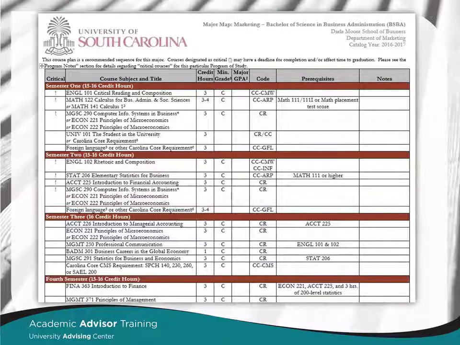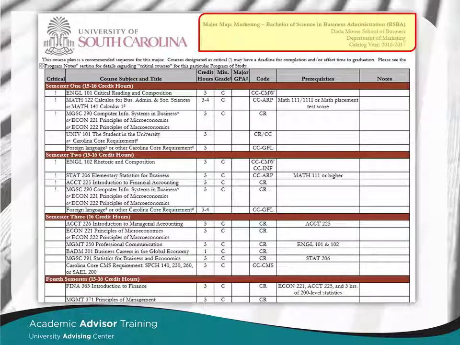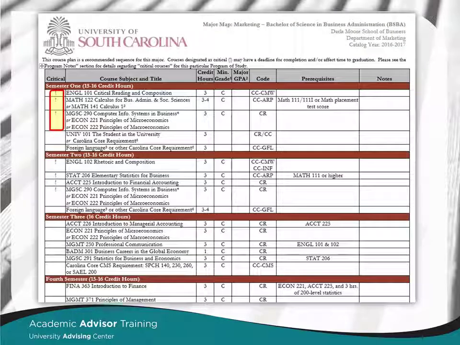The first example is from the School of Business for the marketing major. You will see the exclamation point in the critical column. There is a more detailed explanation on the back of the major map in the program notes section of why this course is critical to the program of study.